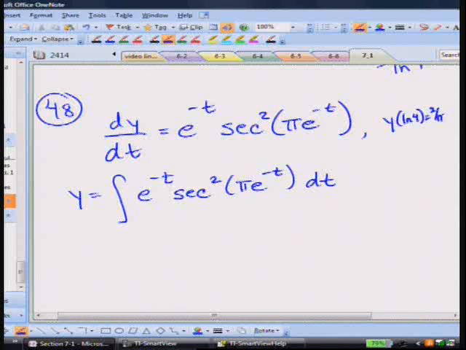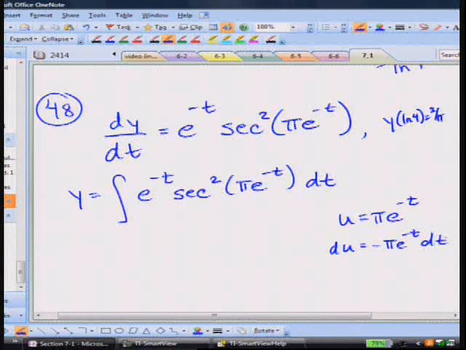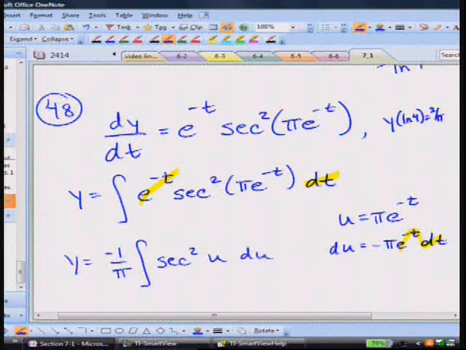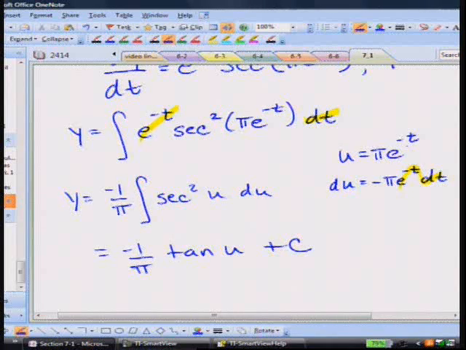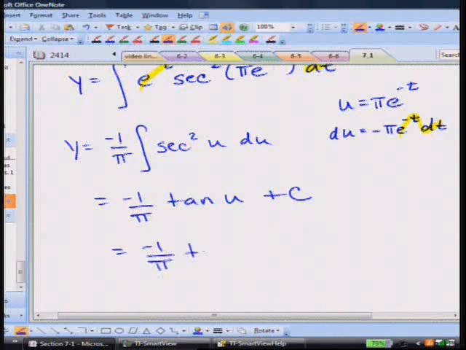Okay? So what should your u be on this one? Your u should be this pi e to the negative t. So then your du is negative pi e to the negative t dt, which is pretty much what you have there. There's your e to the negative t. You just need a negative 1 over pi in the front. So this is going to be equal to the integral of negative 1 over pi secant squared u du. What is the antiderivative of secant squared? Tangent. So this is negative 1 over pi tangent u plus c, where u was pi e to the negative t. So this is negative 1 over pi tangent of pi e to the negative t plus c.